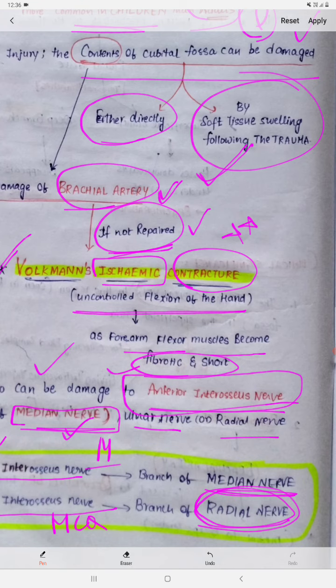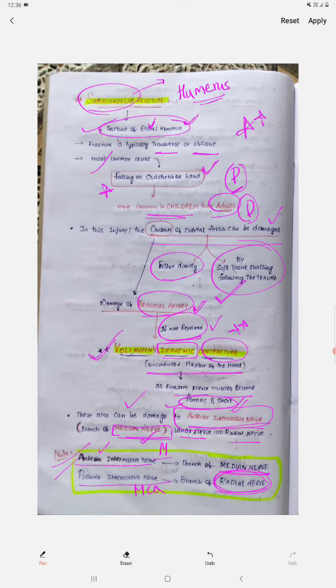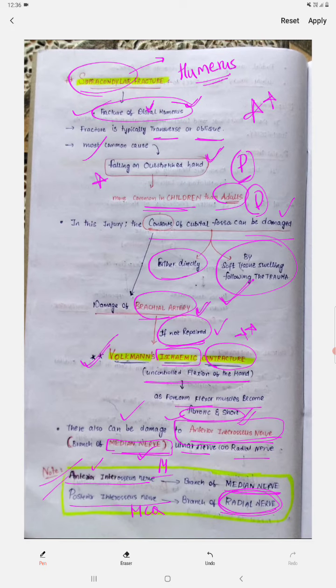Interosseous means between bones. Radius and ulna are the two bones present in the forearm. The interosseous membrane is present between the radius and ulna, so the anterior interosseous and posterior interosseous nerves pass in relation to the interosseous membrane. That's why the nerves are so called. So these nerves are very deep. This is all about the cubital fossa contents and the related clinical aspects. Please remember, clinical anatomy is very important, so please go through it.